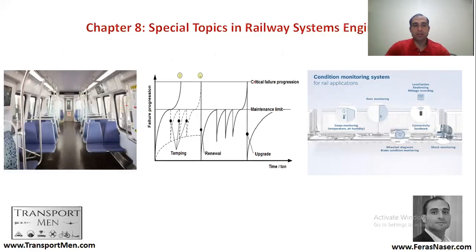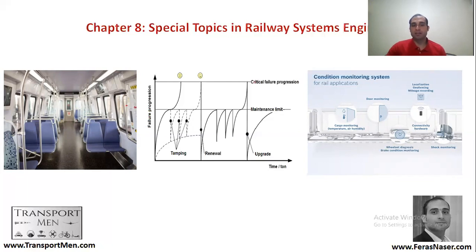So these are the pictures. This is the interior of a train. The second picture is showing deterioration models, showing how a track deteriorates with time. Then you have a maintenance activity, which is called tamping. And tamping is just about using an equipment with clues to vibrate the ballast and make sure that the track geometry is in alignment.